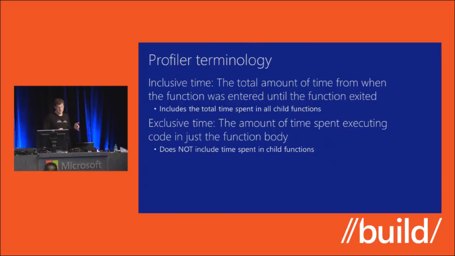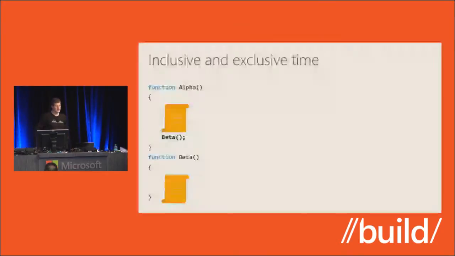So it's just executing arithmetic operations or whatever else you're doing in your code where you're not calling into other APIs or other functions in your code. So a little illustration just to help what this looks like. I have two functions, alpha and beta. Alpha is going to execute for 30 milliseconds.